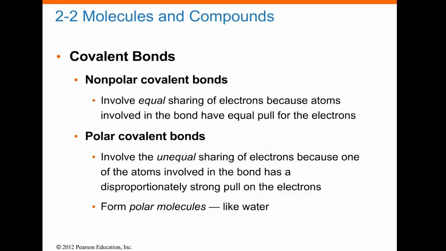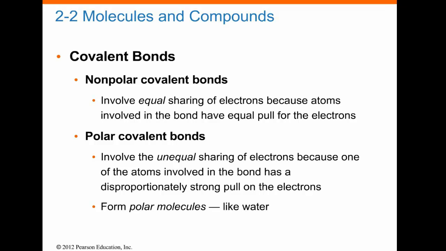Covalent bonds can also be polar and non-polar. When we talk about polar, we mean like the poles, where we have a positive and negative charge on a magnet. So non-polar covalent bonds involve equal sharing of electrons, because the atoms involved in the bond have a pull together to form a full level of electrons. Polar covalent bonds, on the other hand, involve unequal sharing of electrons because one of the atoms involved in the bond has a disproportionately stronger pull on the electrons.